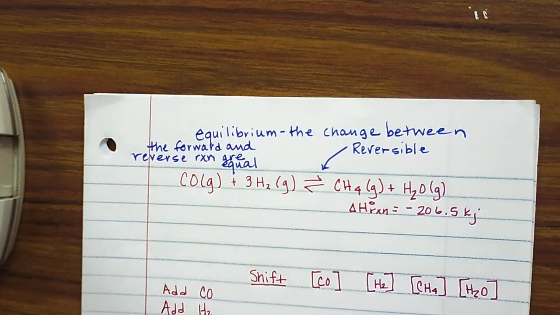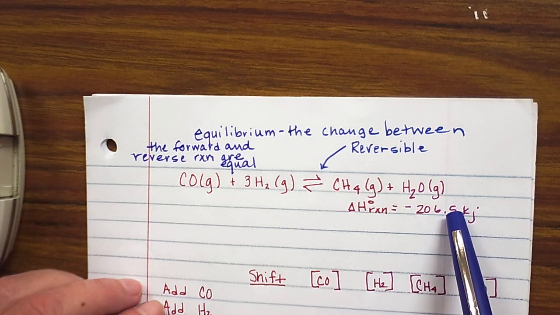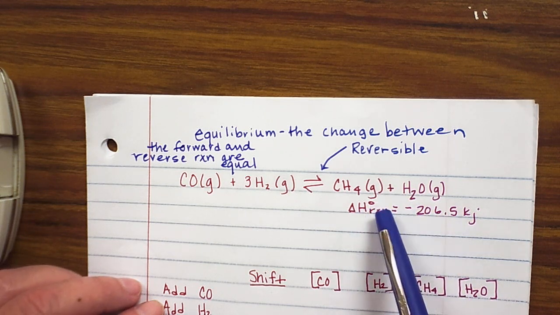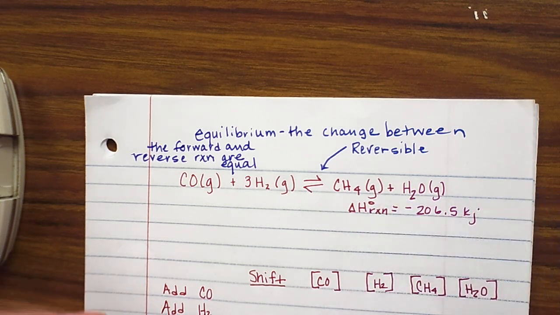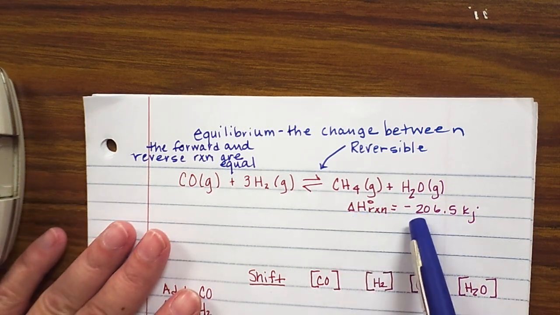Okay. Now, this reaction we're going to be working with today is exothermic. So you need to know that. How do we know that? Because it's negative heat. The delta H of the reaction is negative. That little circle means that it's a standard delta H and can be found on the chart. So this delta H is negative.